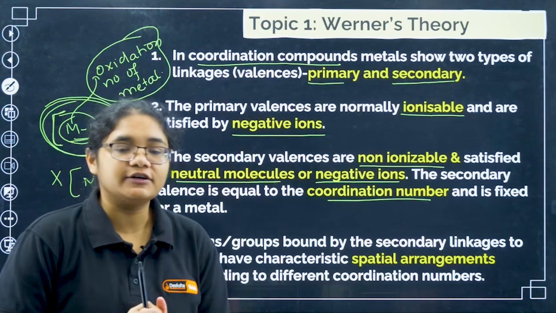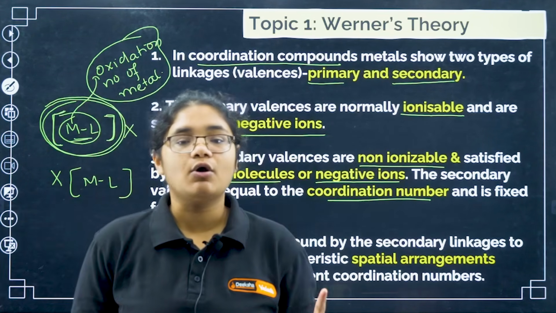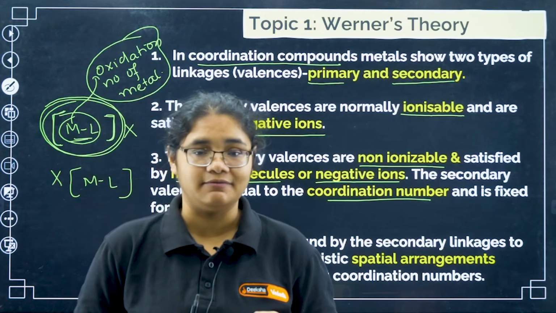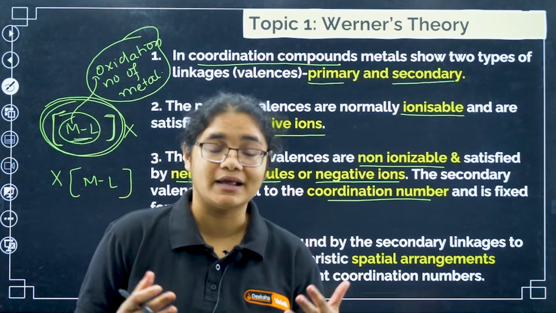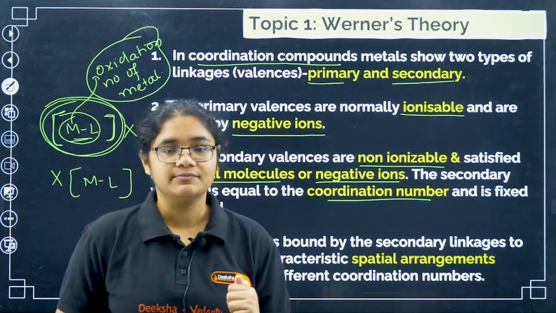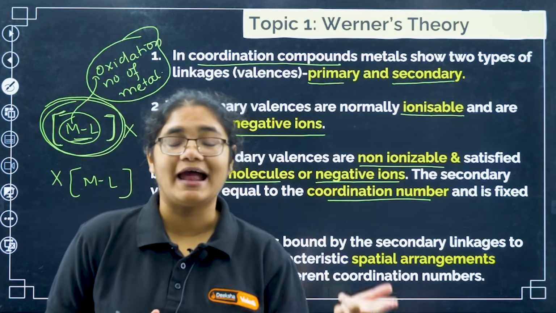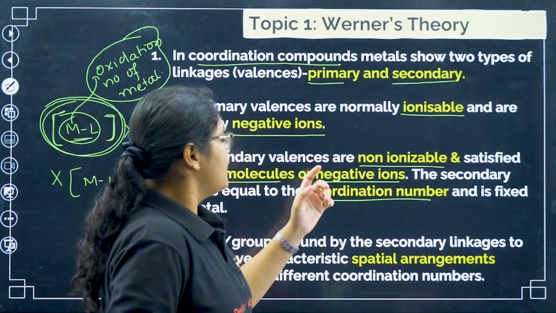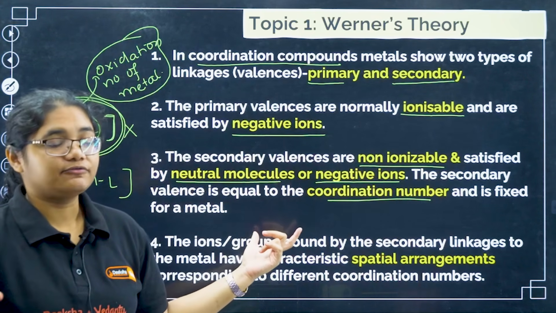Okay, so what are the postulates we have? The first postulate is every coordination compound has 2 types of valency, primary valency and secondary valency. Now what is primary valency? It is ionizable and satisfied by negative ions. What is secondary valency? It is non-ionizable and satisfied by neutral and negative ligands. And the secondary valency is also equal to the coordination number of the metal.